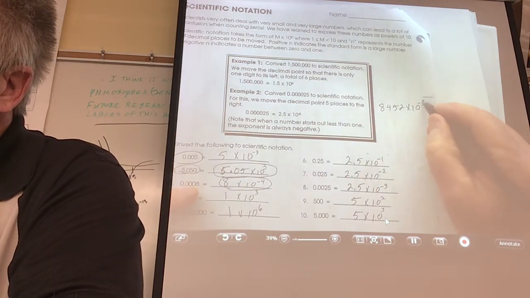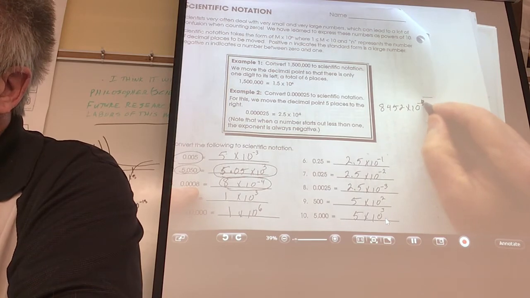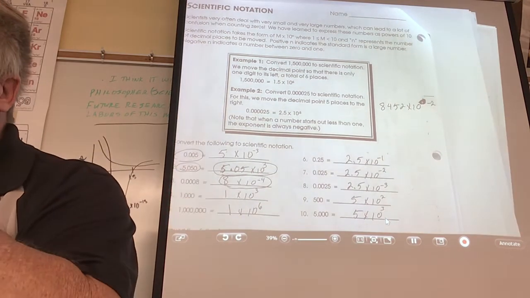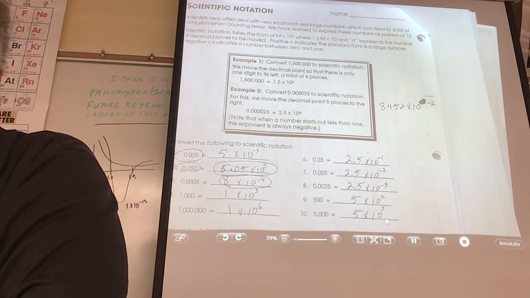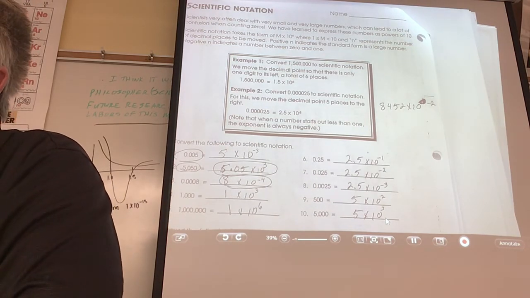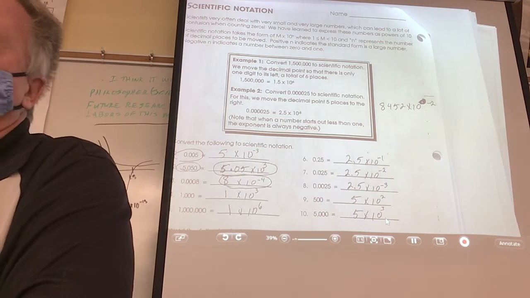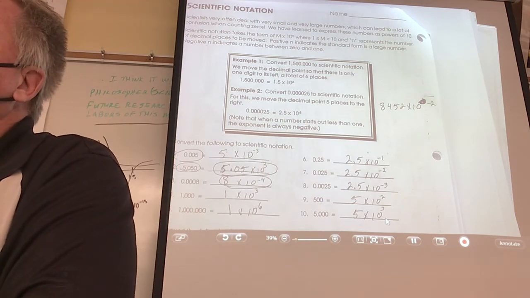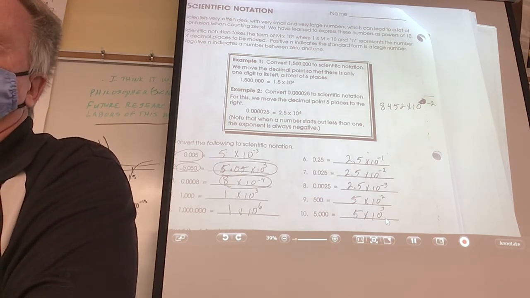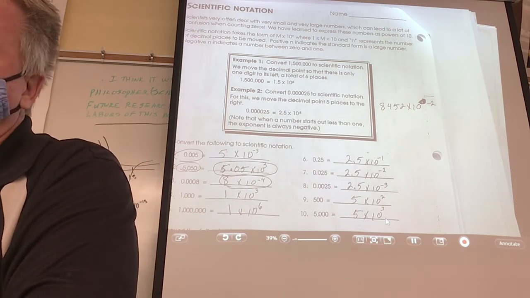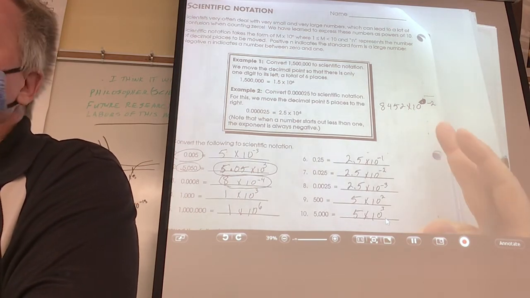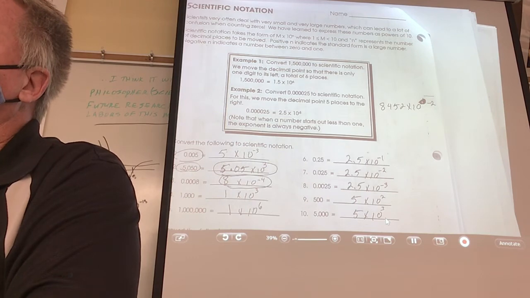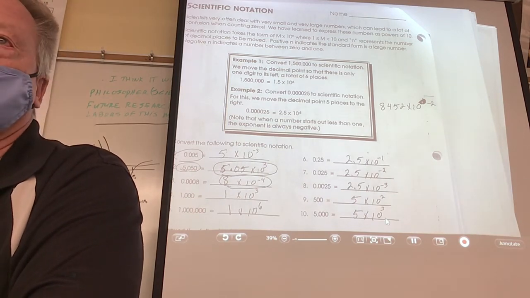Well, let's do that. Let's do 8,452 times 10 to the minus 2. Well, what if I make you, and I will, what if I make you put all of your answers in scientific notation, and this is what you have? Well, then how do you put it in? How do I know this is not in scientific notation?